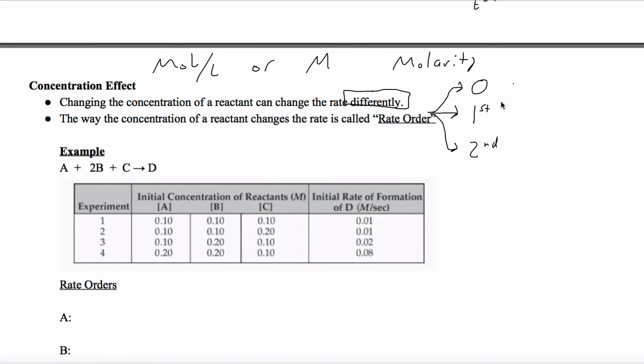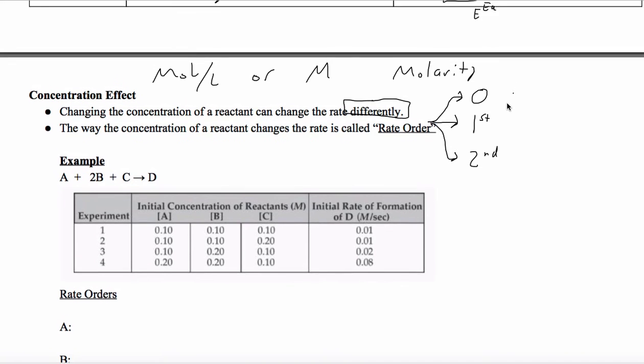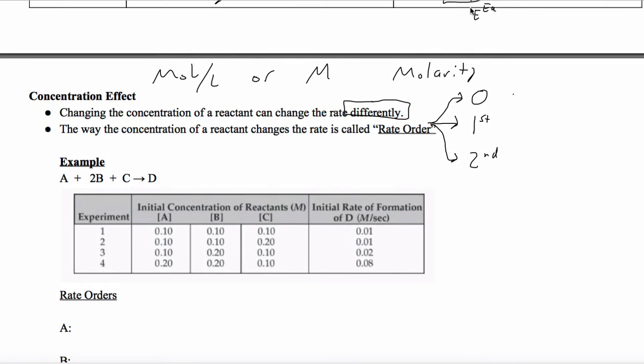For example, if you double the concentration in a zero order situation, nothing would happen to the rate. In a first order situation, if you double the concentration, the rate would also double, 1 to 1. And in a second order situation, if you double the concentration, the rate would quadruple. So let's look at a reaction.